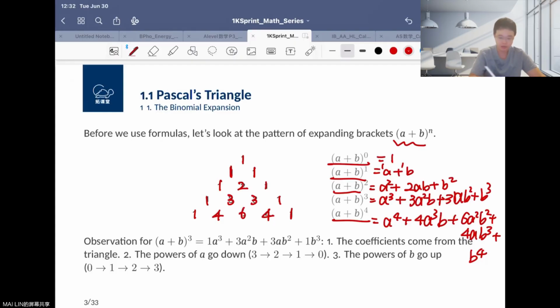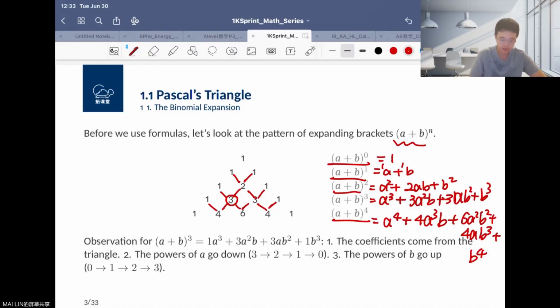Then you can also try to observe the Pascal's triangle. You will find that it obeys a rule: 1 plus 1 equals 2, right? And 1 plus 2 equals 3, 2 plus 1 equals 3, 1 plus 3 equals 4, 3 plus 3 equals 6, and 3 plus 1 equals 4. So you can find Pascal's triangle obeys a rule that each two adjacent numbers, their addition equals the next row's central number, right?